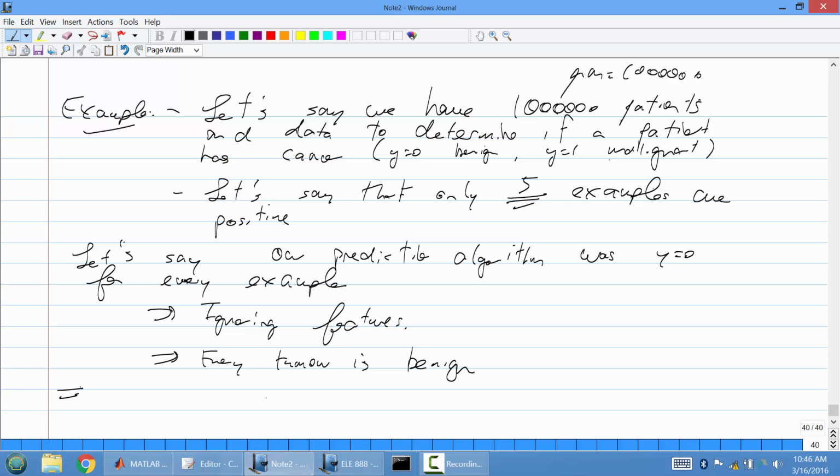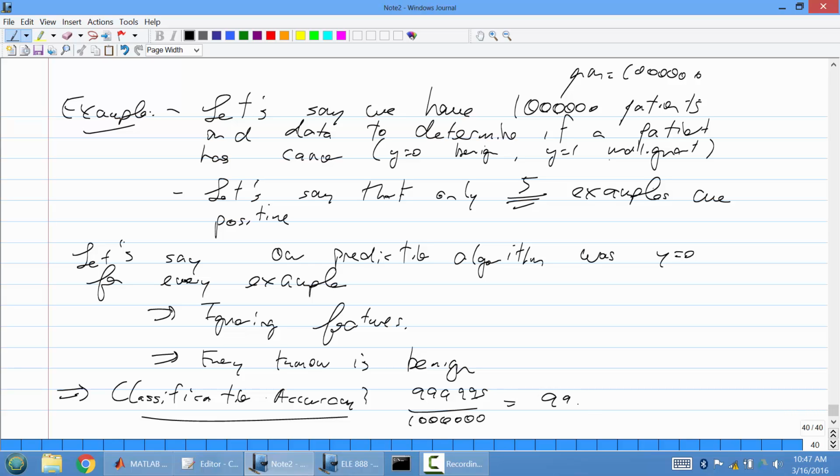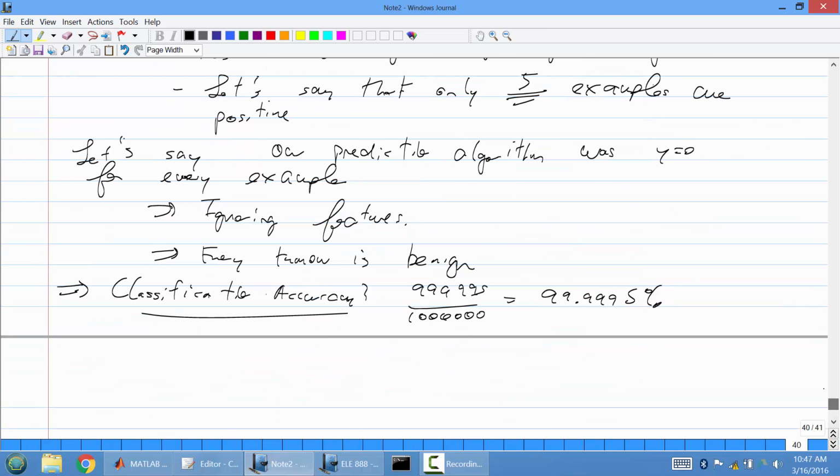So what's the classification accuracy? Well, it's 999,995 divided by a million, because you got all the other examples right except for the 5 that matter. And what's this? It's about 99.9995%. So if you had no context, you'd be like, okay, this is a pretty good algorithm. But if you don't know that the data is skewed, then it will work against you. If you know that the data is skewed, this will tell you that the algorithm sucks because it didn't classify any of the positive examples correctly.